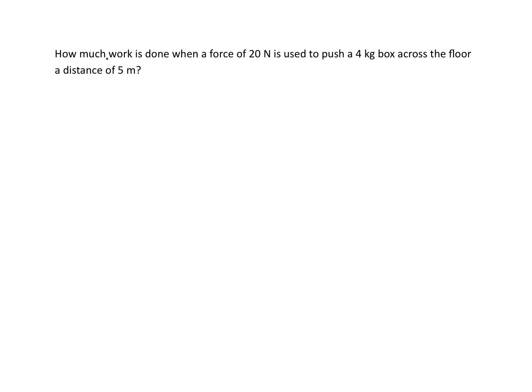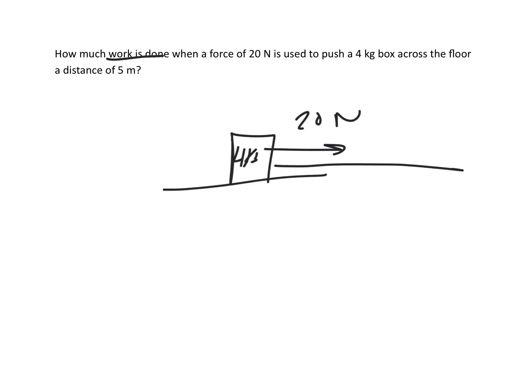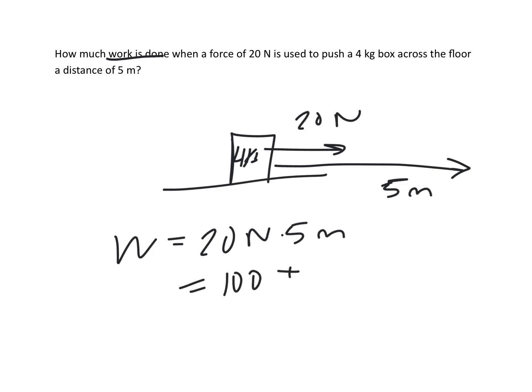So here I'm trying to calculate how much work is done. I have a box that is 4 kilograms, and I'm pushing it with a force of 20 newtons, a distance of 5 meters. So the direction that it's moving is the same direction I'm pushing it. So I'm doing work, 20 newtons times 5 meters, I get 100 joules.